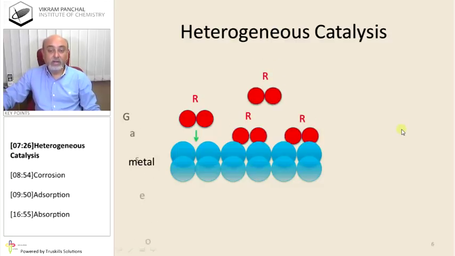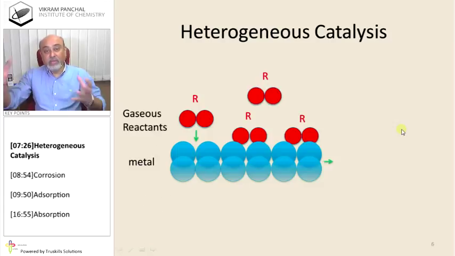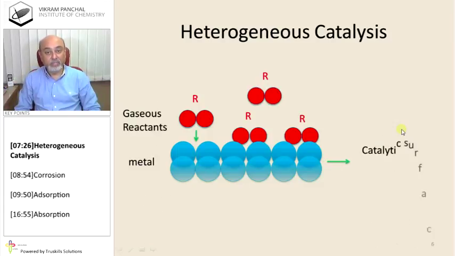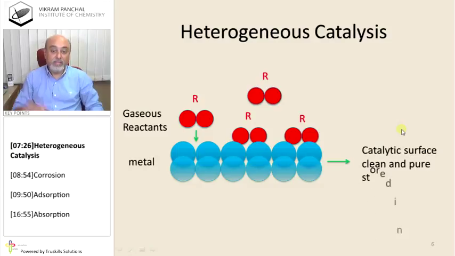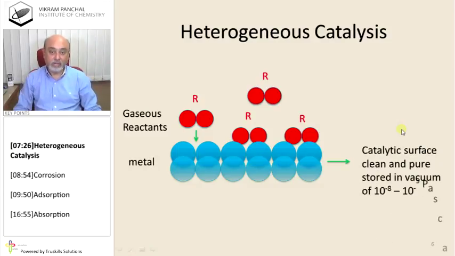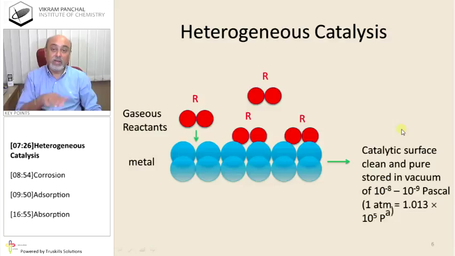reaction. Here, first of all, gaseous reactants will reach the surface of the metal, and they will be adsorbed on the surface of the metal. For this, the catalytic surface should be very clean, so we have to keep this metal stored in a vacuum of 10 raised to minus 8 to 10 raised to minus 9 Pascal, so that there will be no contact with air and no oxidation of the surface of the metal molecules takes place.